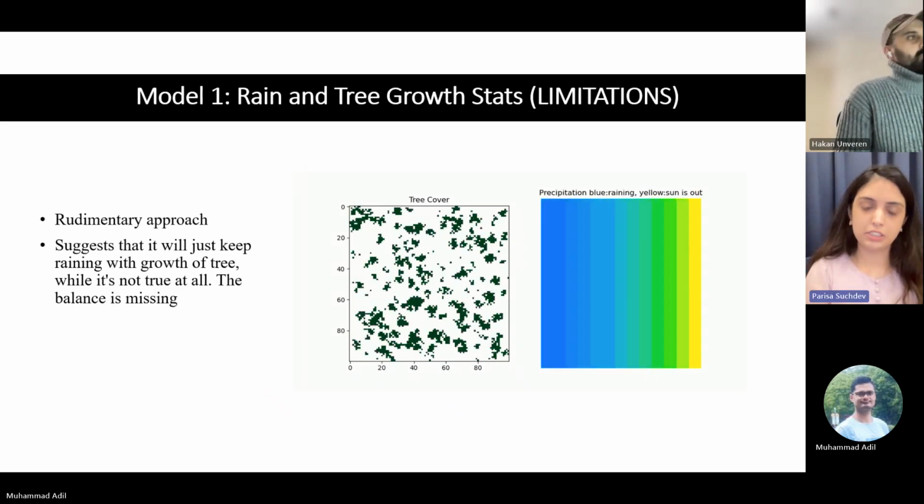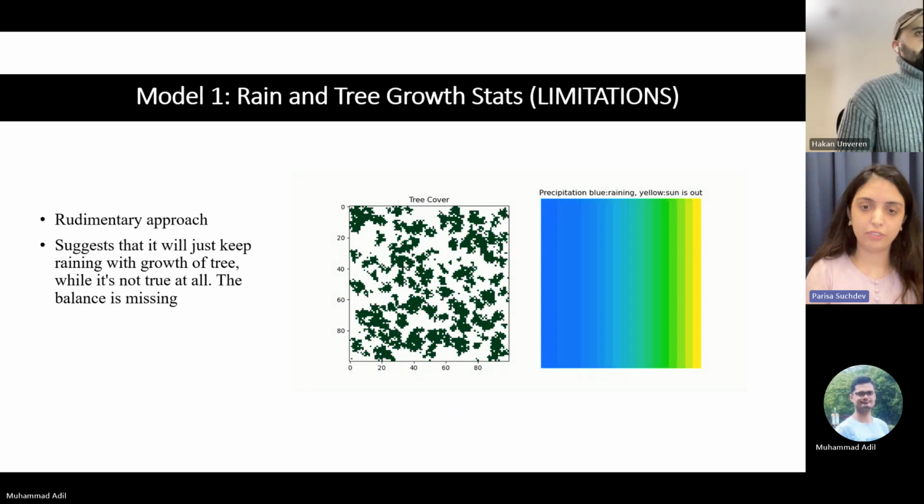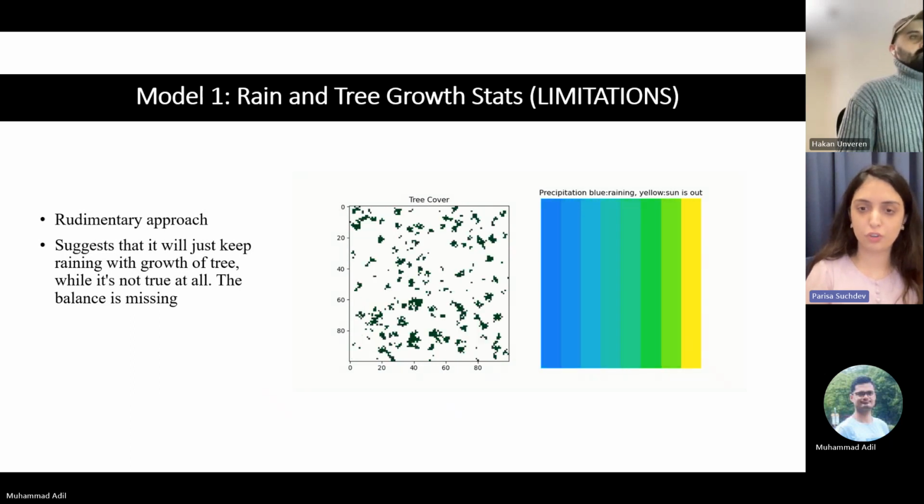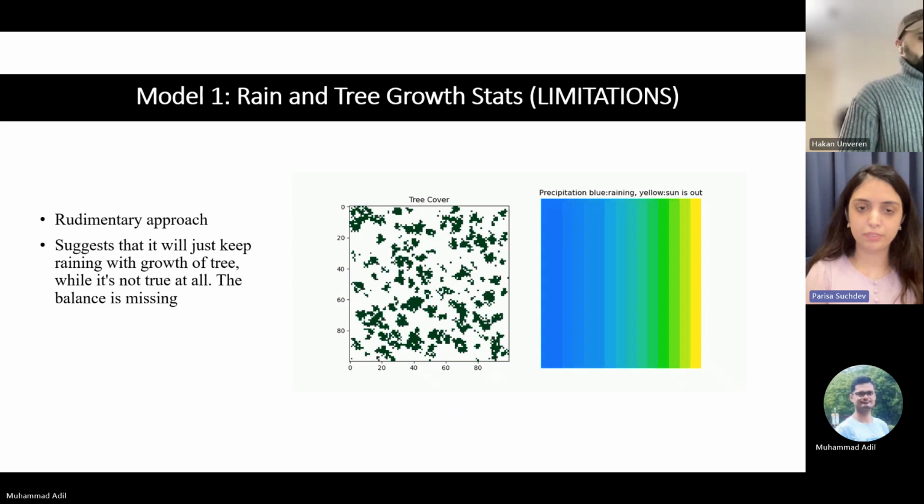So yeah, this just assumes that if the trees keep growing, it's always going to rain. So there's a big problem. Next slide.